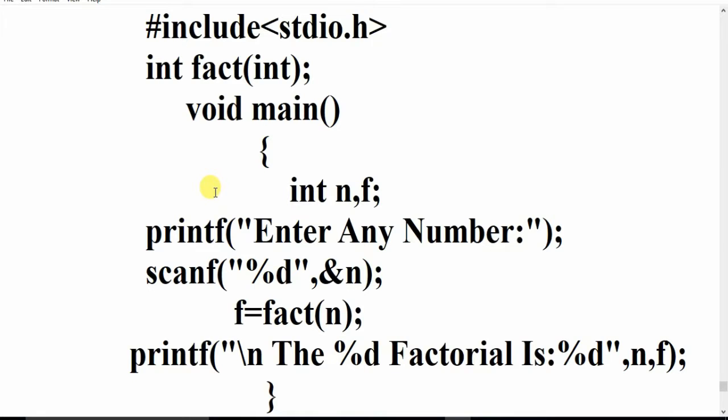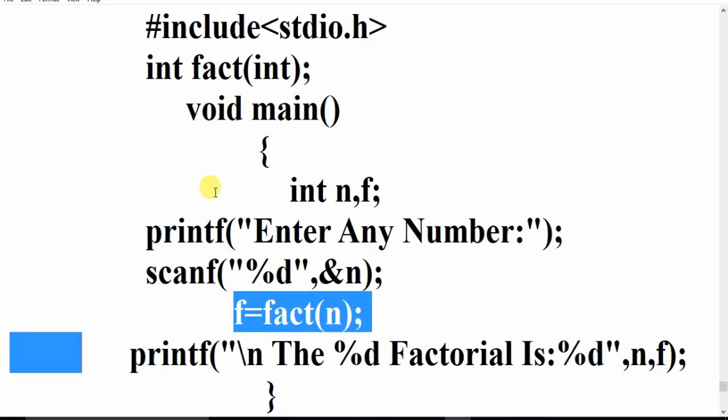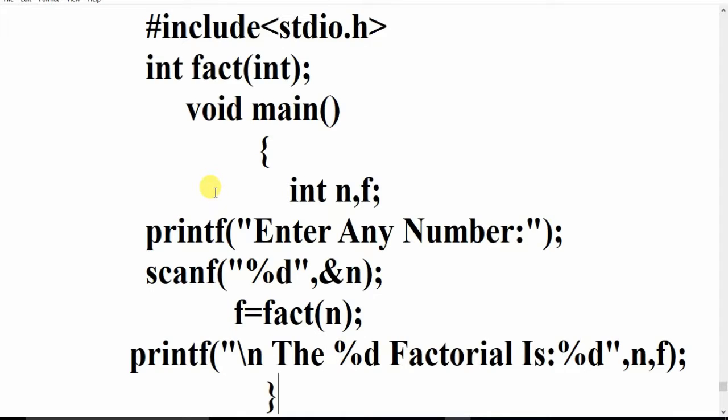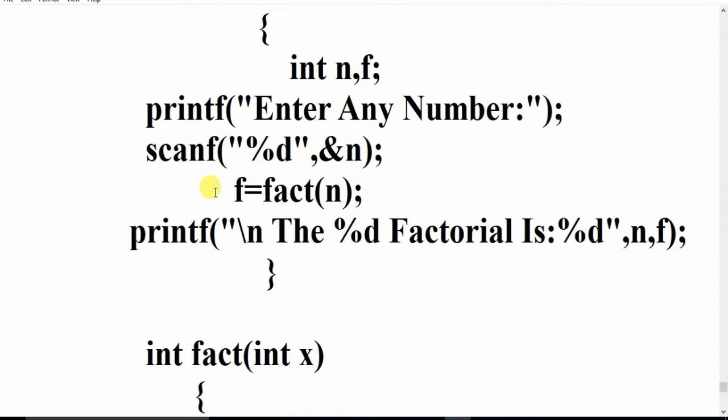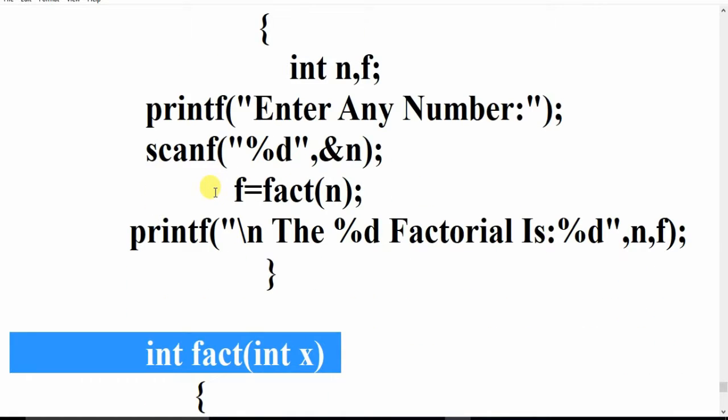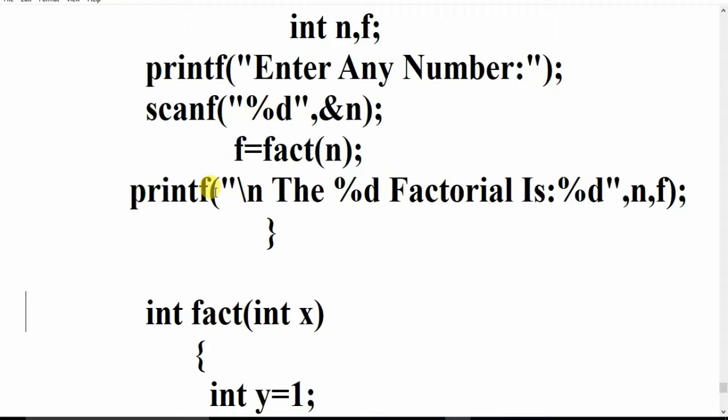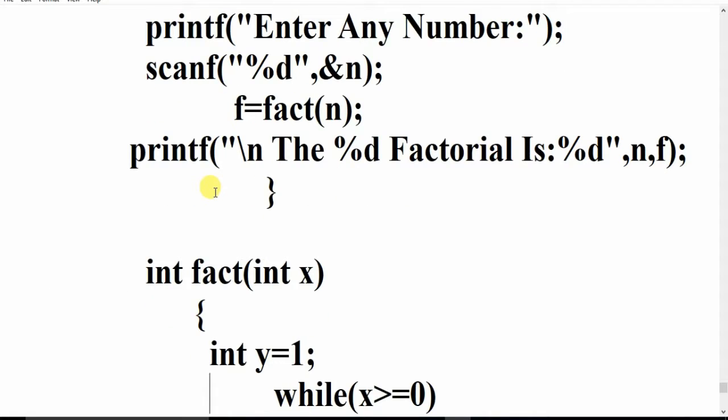Now we are calling this function, fact of n. Right now we are assuming n value is, for example, 5. Whenever you call this function, the control passes to the function definition, fact of int x. The n value 5 is copied into x, so x is now 5. Then y equals 1. We already wrote this logic earlier, since the factorial of 0 is 1.